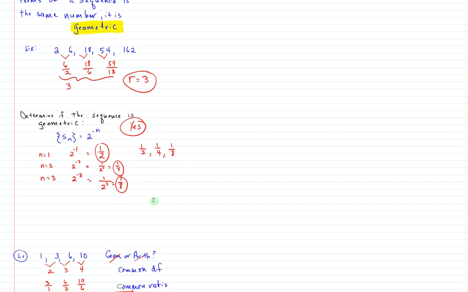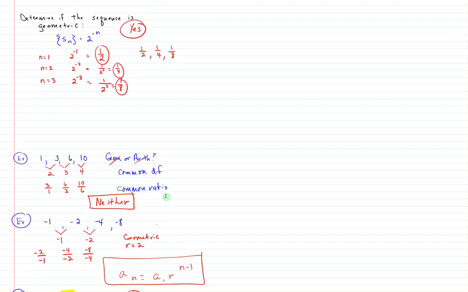In this example, it says determine if the sequence is geometric. So 2 to the negative n. Let n equal 1, 2, 3, and you get 2 to the negative 1 is 1/2, 2 to the negative 2 is 1/4, etc. So you have 1/2, 1/4, 1/8. Those would be the terms in the sequence. And you can see if you multiply each term by 1/2, you get the next term. So yes, that is geometric.